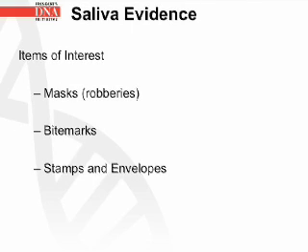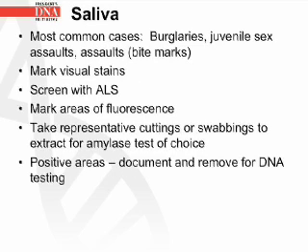When looking for saliva evidence, these are the main items of interest. You can have masks from robberies, bite marks, or stamps and envelopes. The most common cases involving testing for saliva are burglaries, juvenile sexual assaults, and assaults with bite marks.